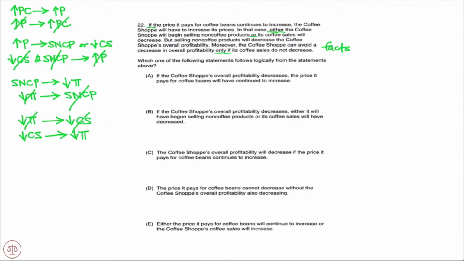And you should see the large transitive property that we can conclude from these individual sufficient and necessary statements. We know that if the price it pays for coffee beans increases, the coffee shop will have to increase its prices. We then know if that happens, either it's going to start selling non-coffee products or it's going to see a drop in its coffee sales. And if you look down here to our final two principles, selling non-coffee products and seeing a drop in coffee sales are both sufficient for a drop in profitability. So therefore, we know that either way, we're going to see a drop in profitability.